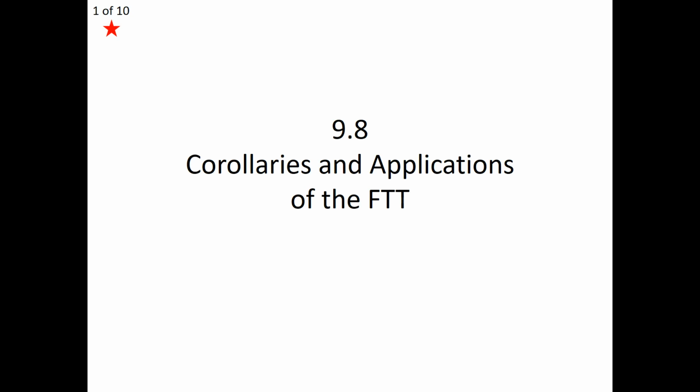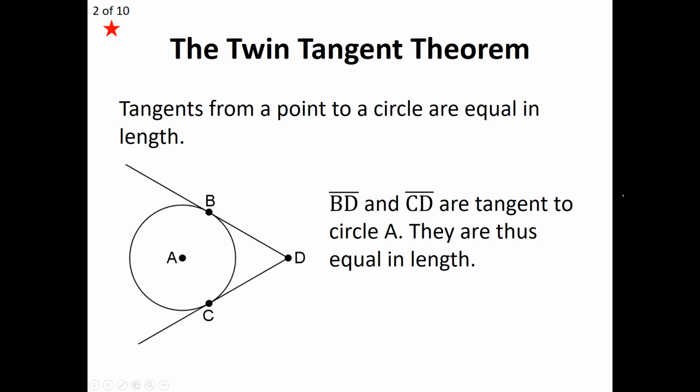We're going to see that there are some immediate consequences of the fundamental tangent theorem, and we dive right into those with our first proof, called the twin tangent theorem. Whenever you are given a point outside of a circle, there's a construction that is possible from that point with two tangent lines.